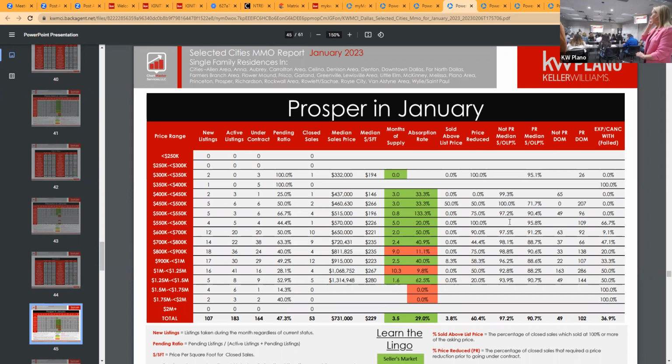So then you could look at the ones that were not price reduced in January that sold. On average, they're getting whatever percentage of the list price. You could have a conversation with a buyer that maybe wants to lowball an offer and say, we're not even going to be competitive. So that's how I would use it.